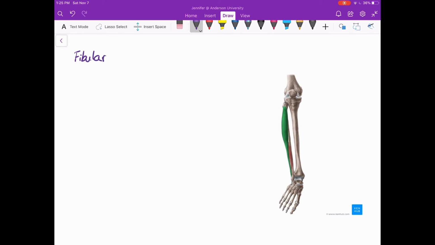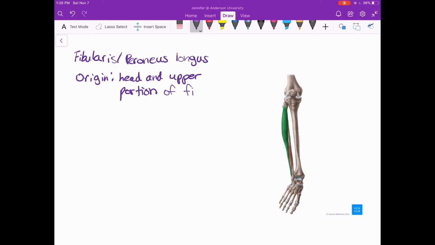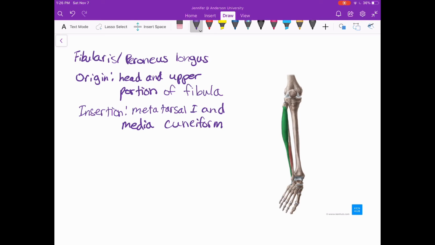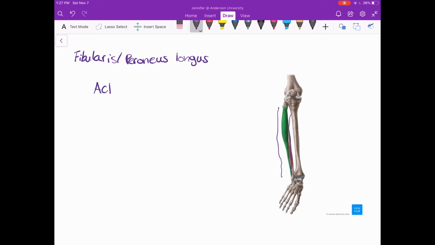Next we have the fibularis or peroneus longus, whichever you want to say. Fibularis is easier to remember probably. It is a superficial lateral muscle, overlies the fibula. The origin is the head and upper portion of the fibula, and the insertion is by long tendon, underfoot to metatarsal 1, and the medial cuneiform. The action for this muscle, it plantar flexes and everts the foot, so pushes it more outward.